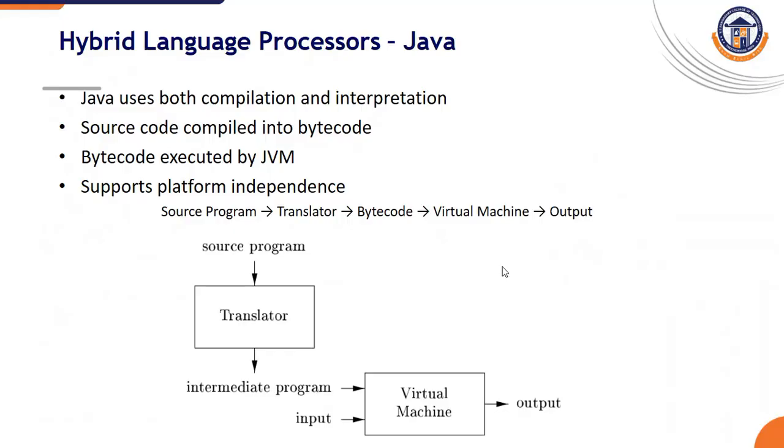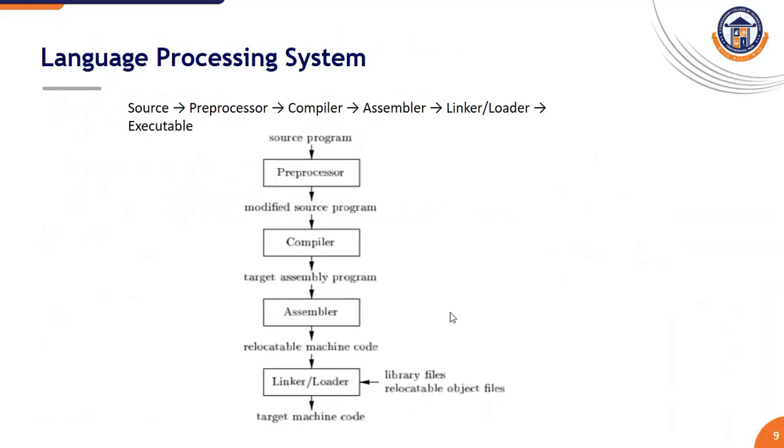So the translator takes source program as input and generates bytecode. This bytecode is an input to the virtual machine. The virtual machine runs the bytecode and produces the output. This one gives the language processing system.